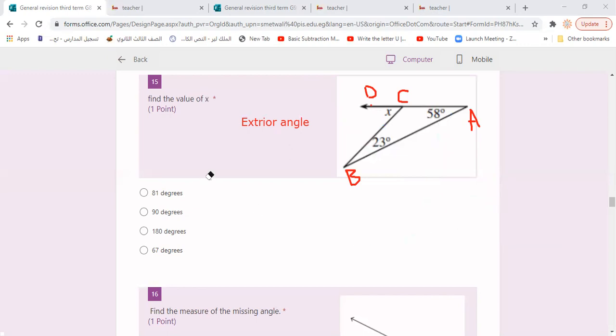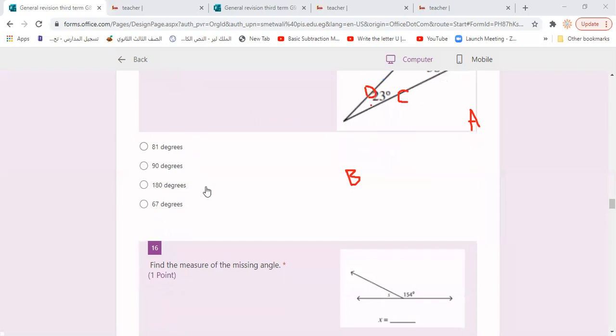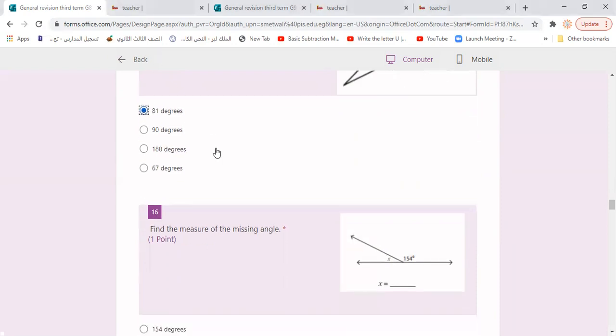What is the value of x? We will add 58 plus 23. Exactly, so it will be 58 plus 23, which means the answer will be 81. So we will choose 81.